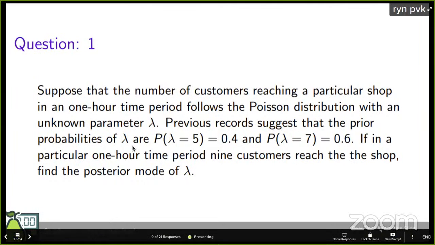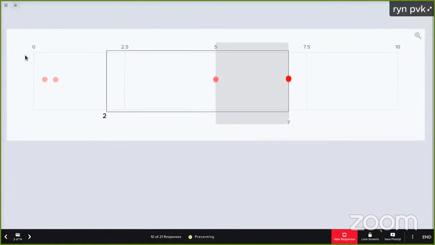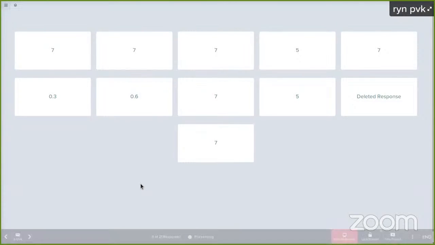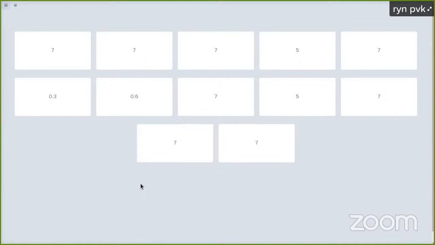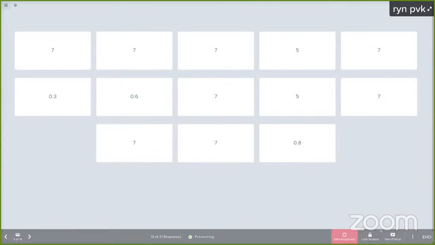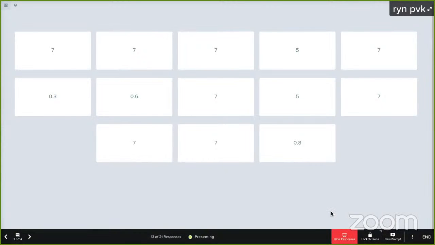So shall we discuss the solution now? Yes, sir. See what the answers are. Answers are 7 is the posterior mode. Some people said 5, 0.3, 0.6757, 0.8. Okay, so the majority is 7, right? We'll see.